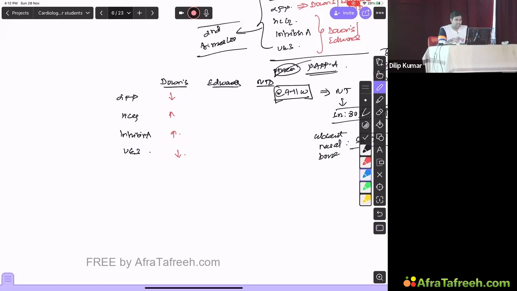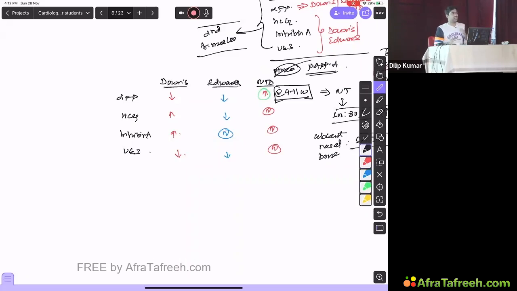Whereas in Edwards syndrome, all will be low except inhibin A, which will be normal. In neural tube defects, your alpha fetoprotein will be high, other things will be normal. So this is a common question. High alpha fetoprotein is an indication of neural tube defects, because in Edwards and Downs, your alpha fetoprotein is low, whereas in neural tube defects, alpha fetoprotein levels will be increased.